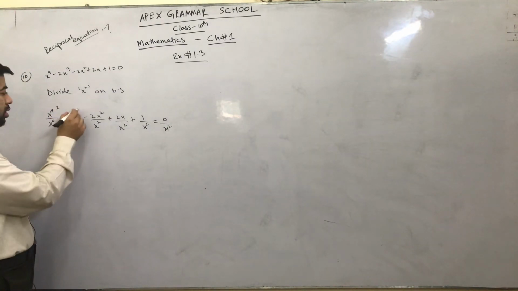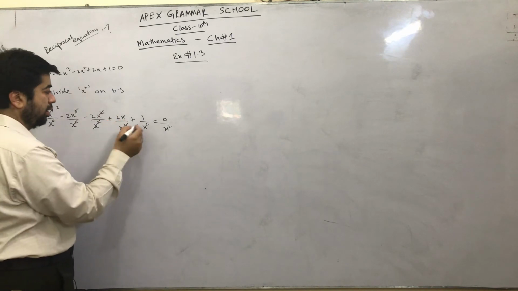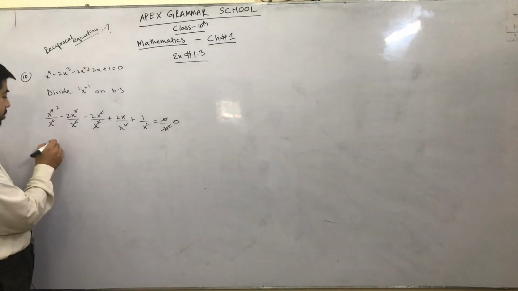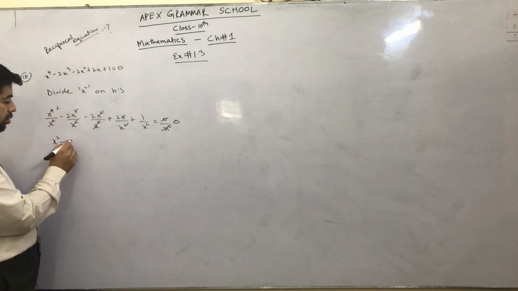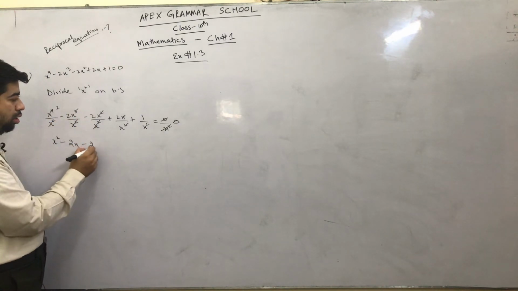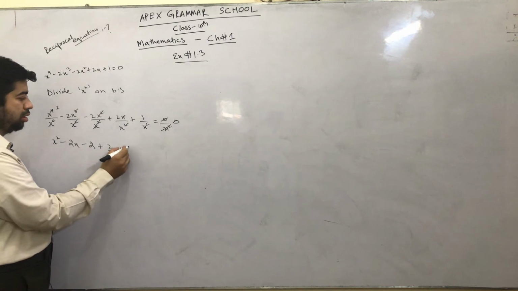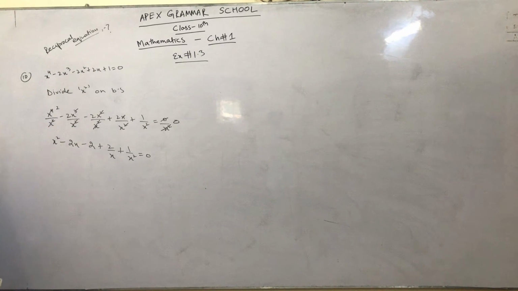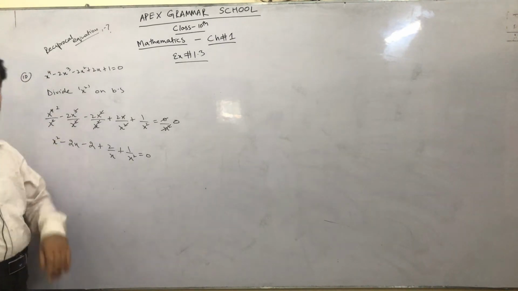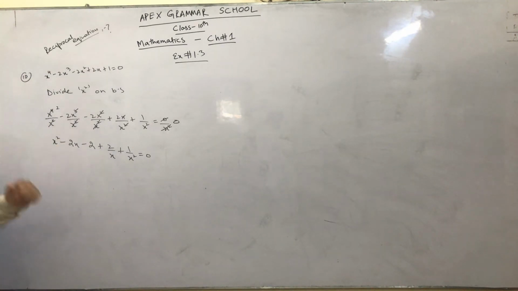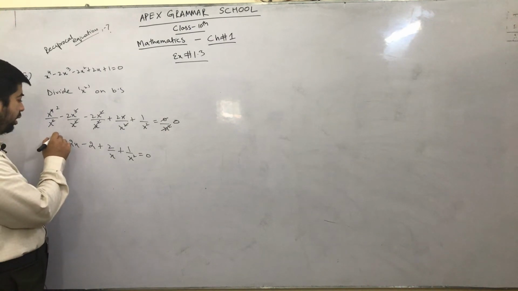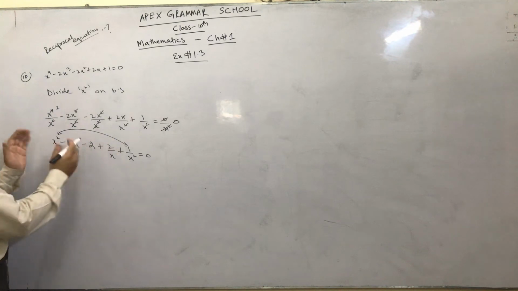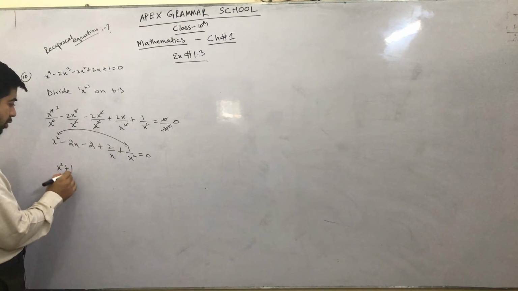This is x square, this is x, this cancels, and this is also 0. So this becomes x square minus 2x minus 2 only plus 2 over x plus 1 over x square is equal to 0. This is basically the reciprocal equation type. So now you have to summarize it. This is x square, this is 1 over x square. Combine it like x square plus 1 over x square.